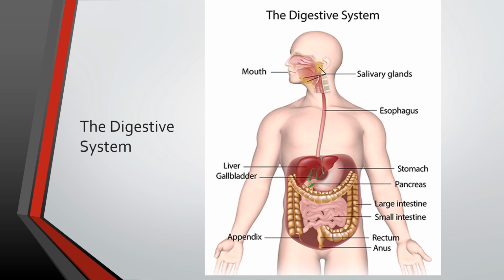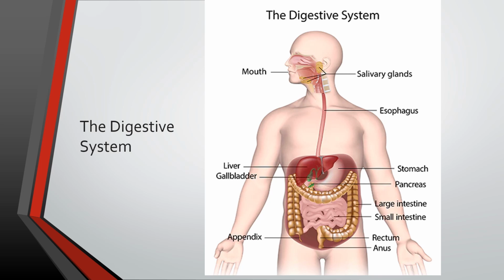Now, let's come to the mouth. Teeth chew food, and that food is broken down into small pieces. Then salivary glands act on it. Food contains starch, and the salivary glands change the starch into sugar.